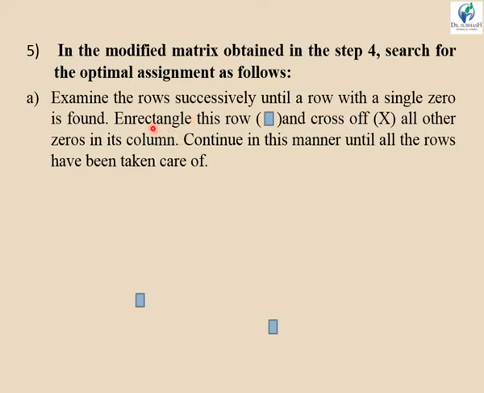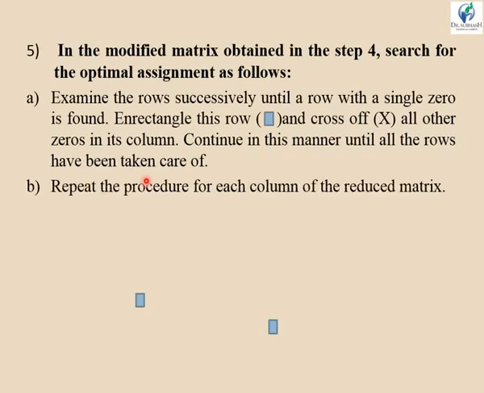If you find the single zero, then rectangle this row with a square or rectangle and cross off all the other zeros in its column. Continue in this manner until all the rows have been taken care of. So wherever you find a single zero in that particular row, make a square to that and rectangle this row and cross off other zeros in its column. So continue in this manner until all the rows have been taken care of.